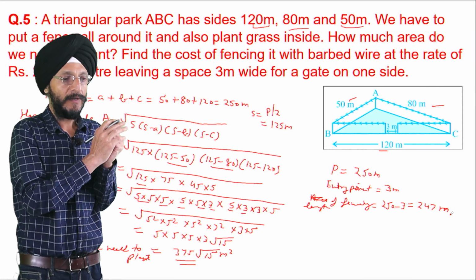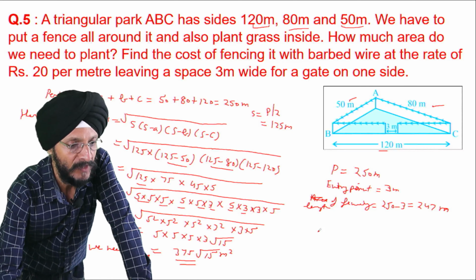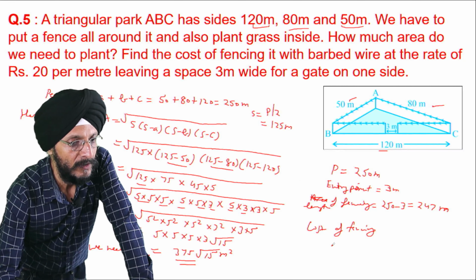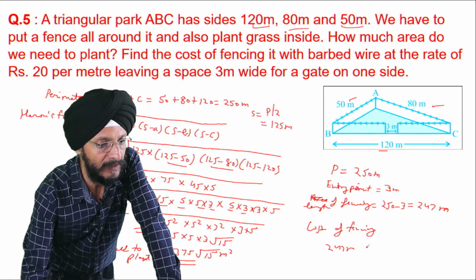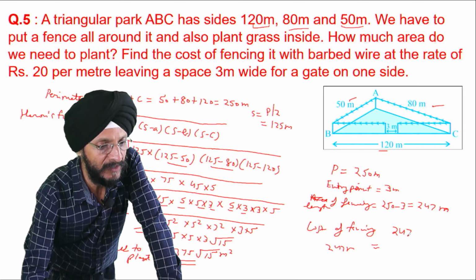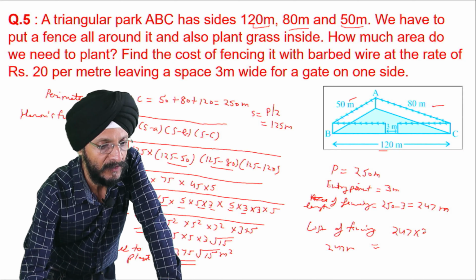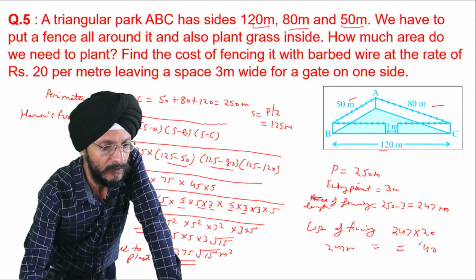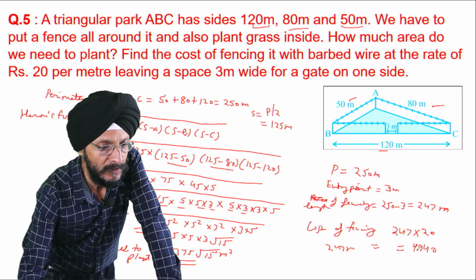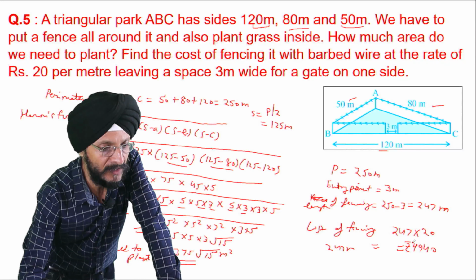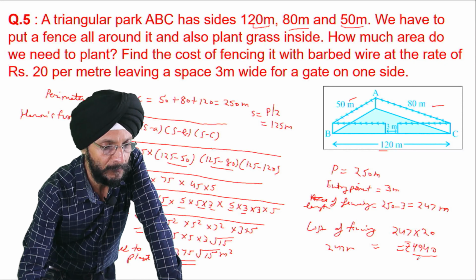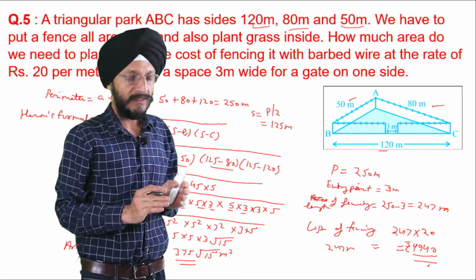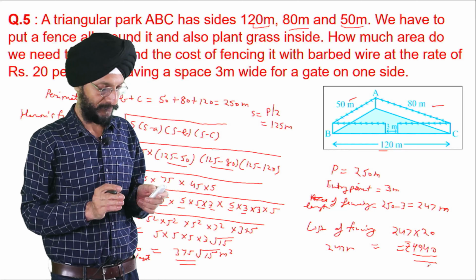So now the rate of fencing is given to us as 20 per meter. So the cost of fencing 247 meter is equal to 247 into rate. What is the rate? 20. So this is the cost of fencing: 4940. This is the cost of putting the wire which we will have to incur.